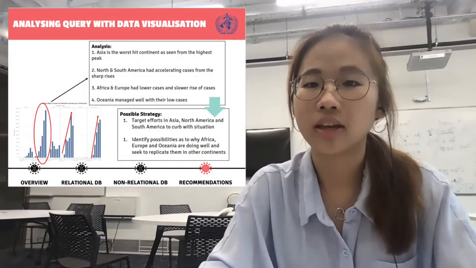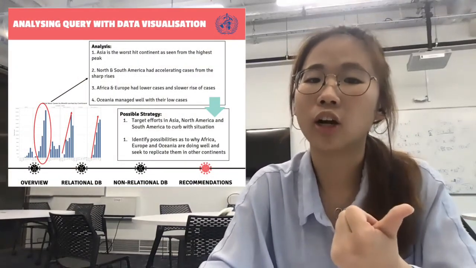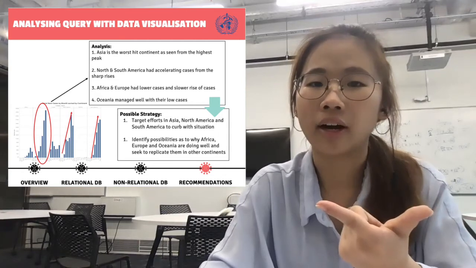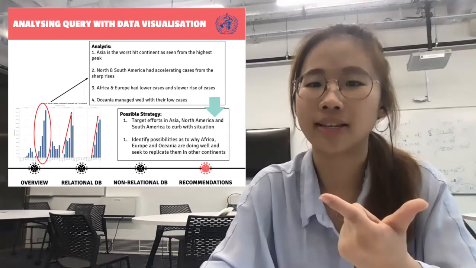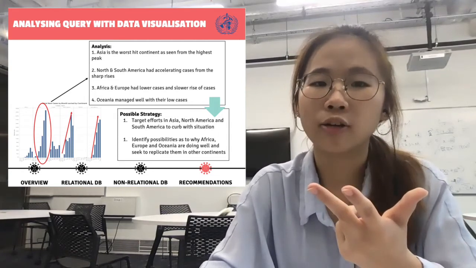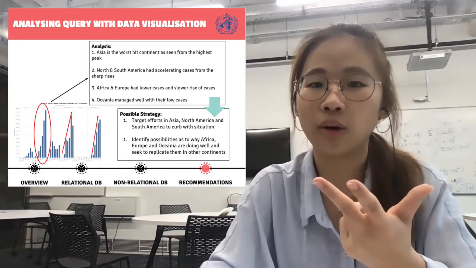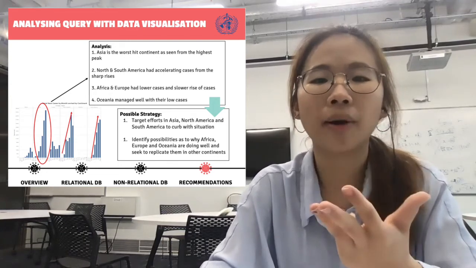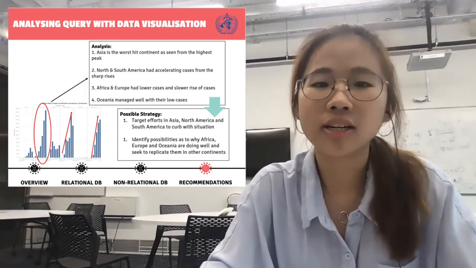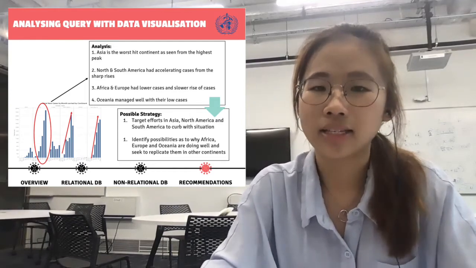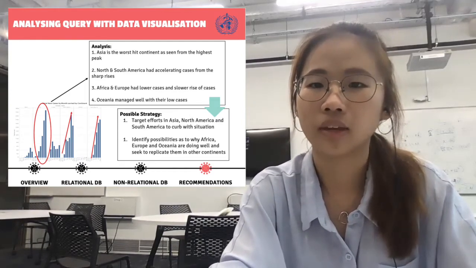From the graph, we can easily identify different trends such as Asia being the worst hit continent, North and South America having accelerating cases from the sharp rises, Africa and Europe having lower cases and slower rising of cases, and how in comparison to other continents, Oceania seems to be managing well, as seen from the low number of cases.